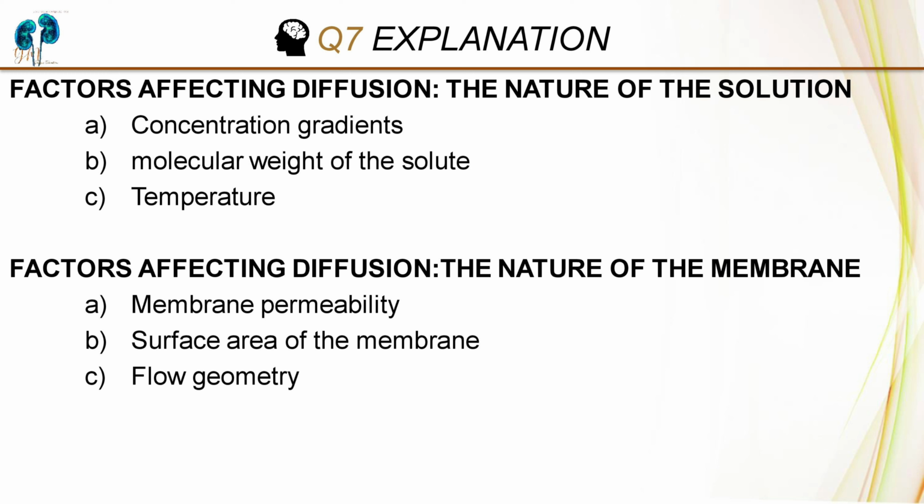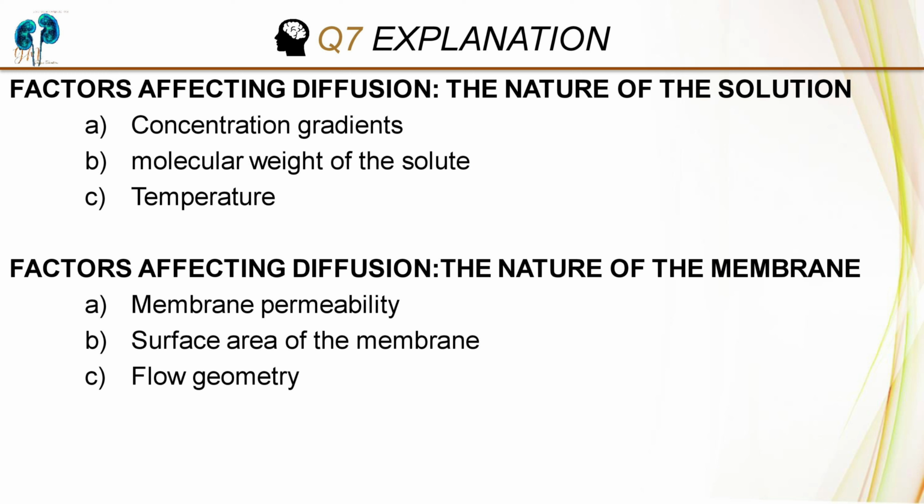So factors affecting diffusion we can divide into two: by the nature of the solution and by the nature of the membrane. So what is there in the nature of the solution? There is a concentration gradient. The higher the concentration, the more diffusion. Molecular weight of the solute: the lower the molecular weight of the solute, the faster the diffusion. And what about temperature? The higher the temperature, the more the diffusion.